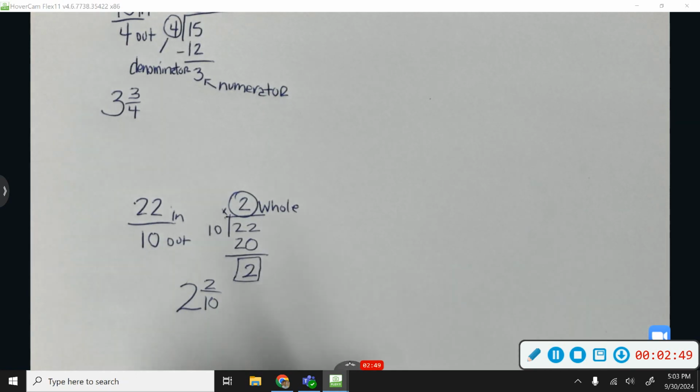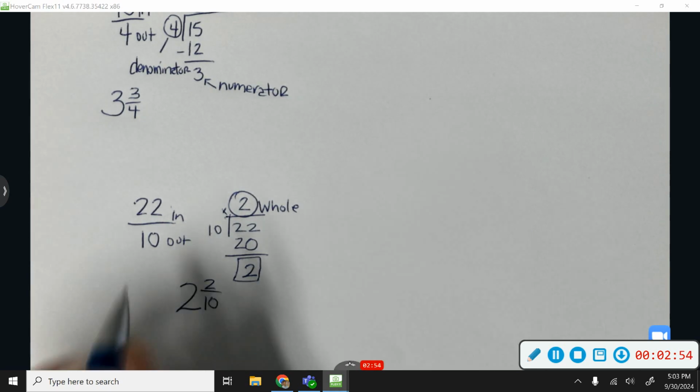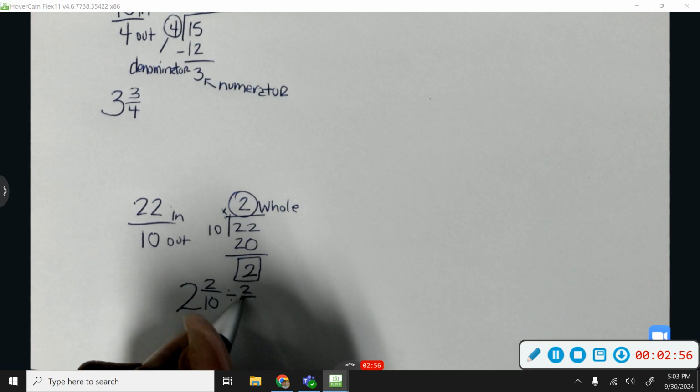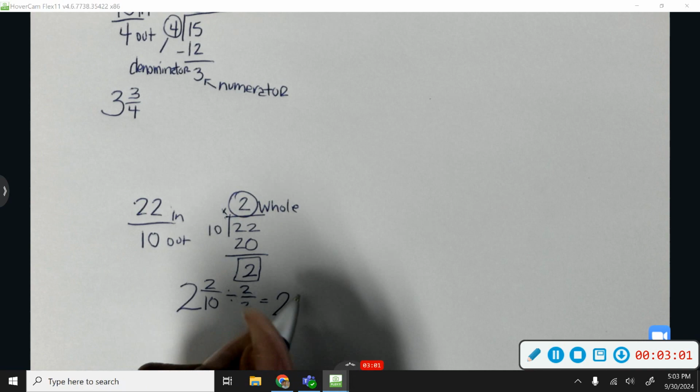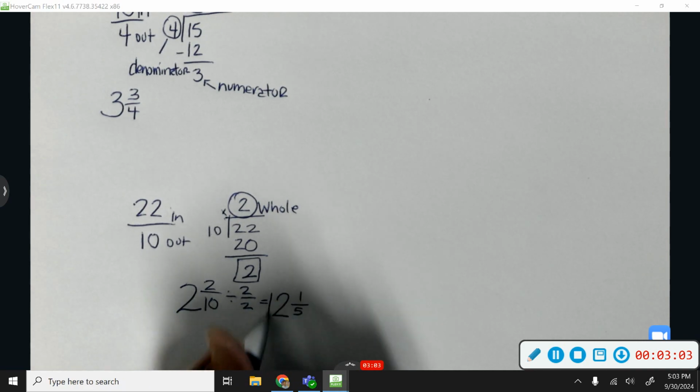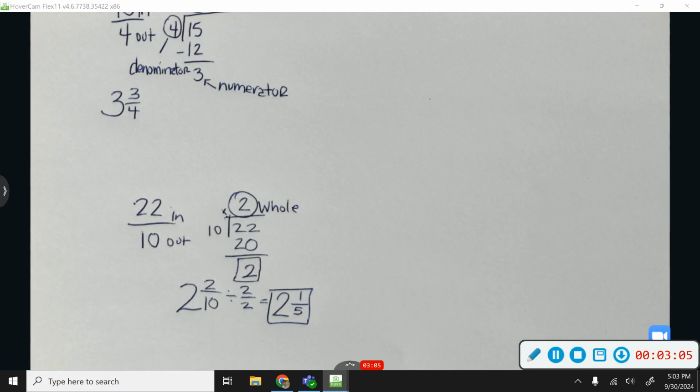I cannot leave it like this because now it needs to be reduced. So now we have my mixed number. Now let's reduce it. Divided by 2, divided by 2. So that gives me 2 as my whole number, 1 over 5. Let's try one more.